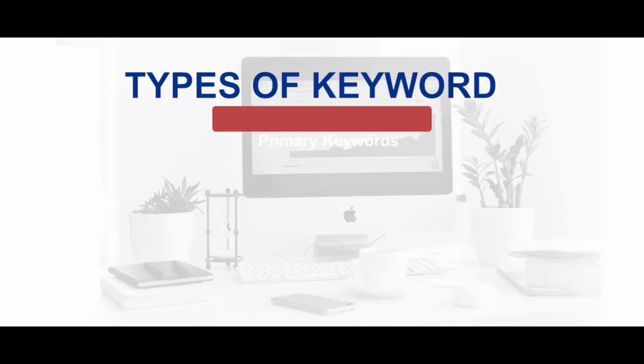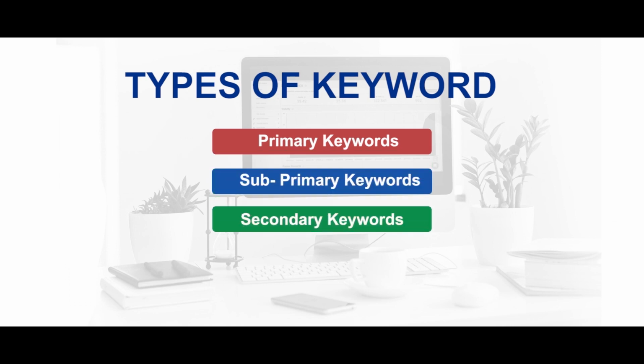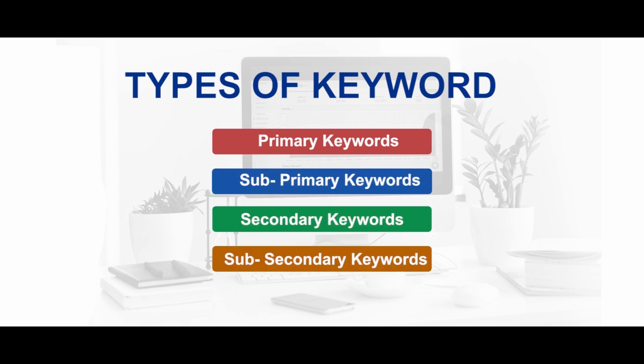So after understanding the meaning of keywords, now let us discuss various types of keywords. Primarily, there are 4 types of keywords, and I will explain these 4 types from a business point of view. The 4 types of keywords are primary keywords, sub-primary keywords, secondary keywords, sub-secondary keywords. Let us discuss them one by one.